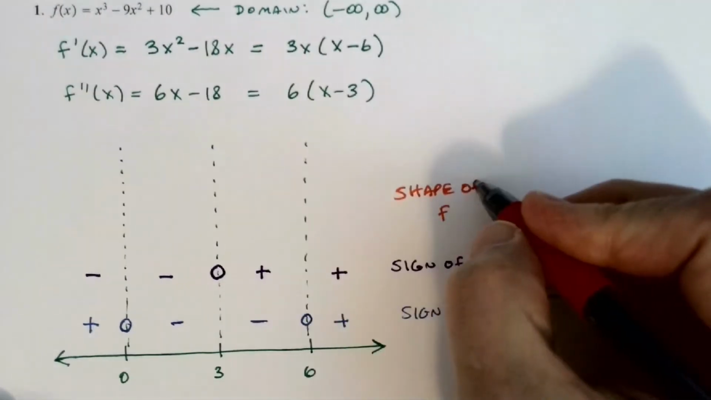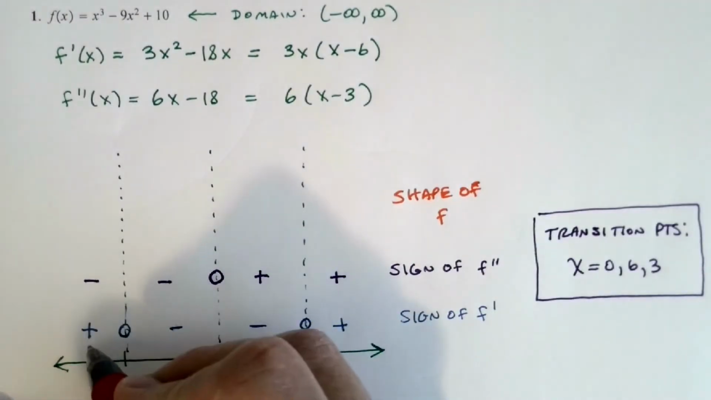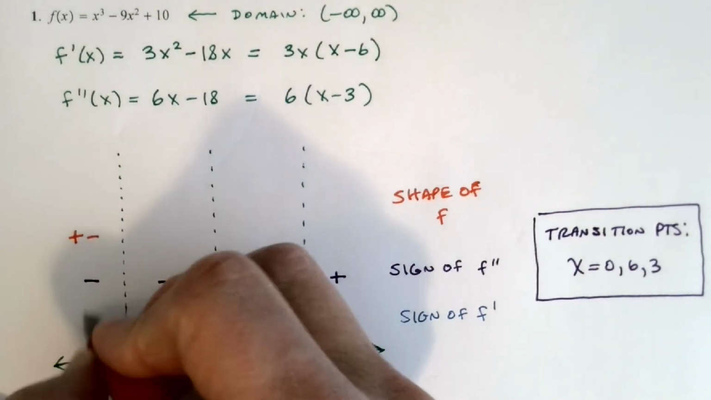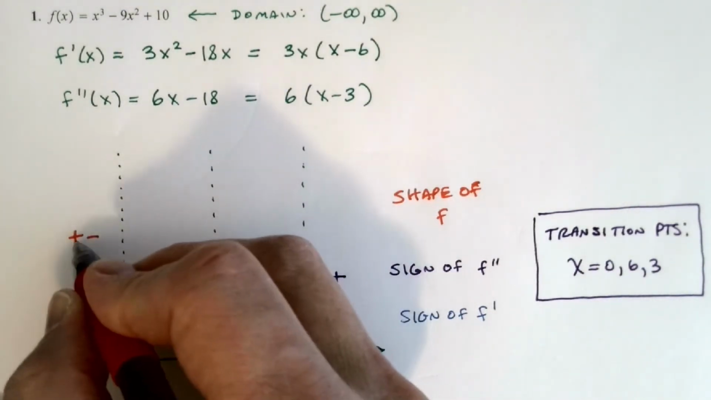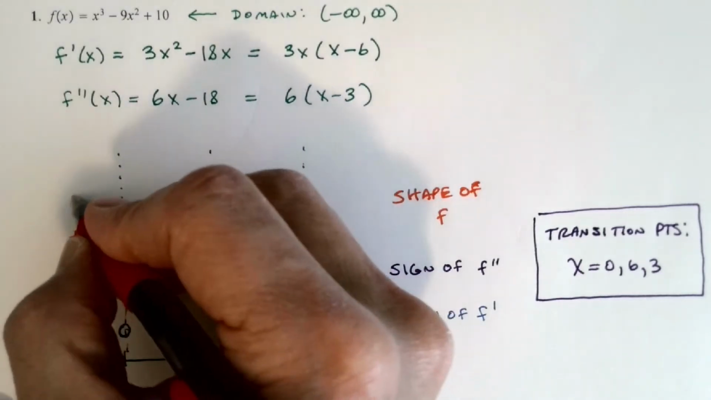So just like we were doing in the previous video, we're going to use that double sign notation. So this region, we're plus, minus, right? Derivative is positive, second derivative negative. This means we're what? Increasing and concave down. So the shape looks like that.